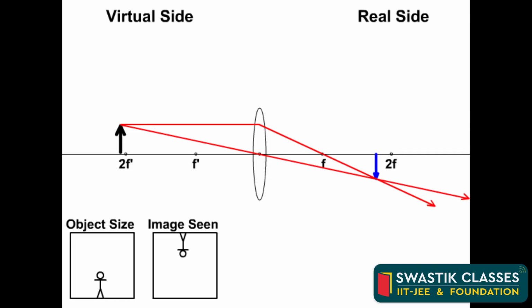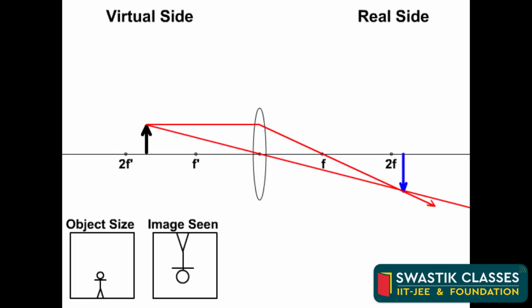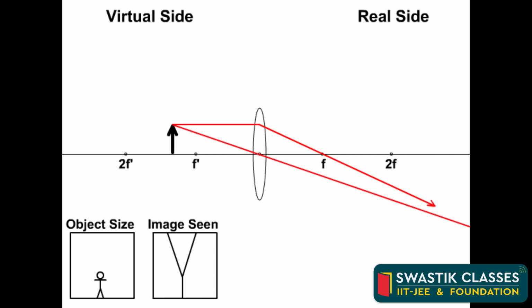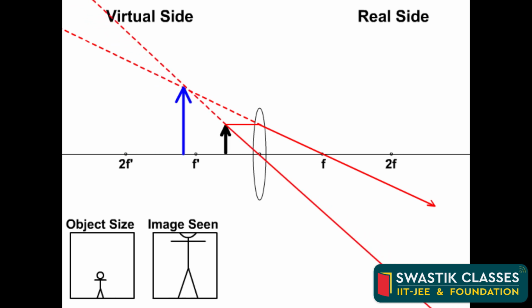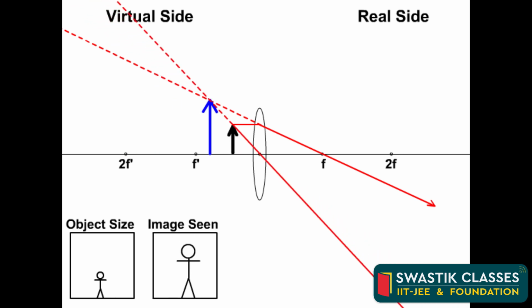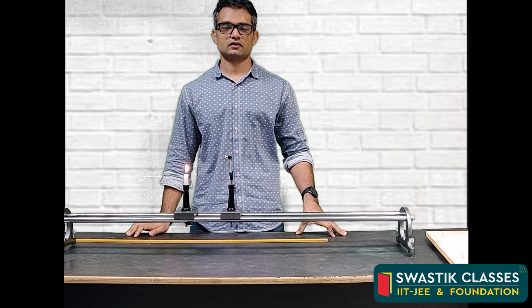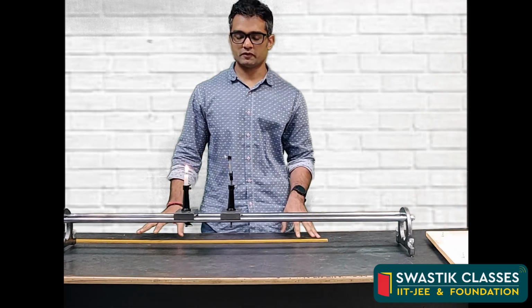Here, the thin convex lens forms a real image when the object is placed between infinity and focus. And if the object is placed between the lens and focus, then it will form a virtual image. So now we'll perform the experiment.